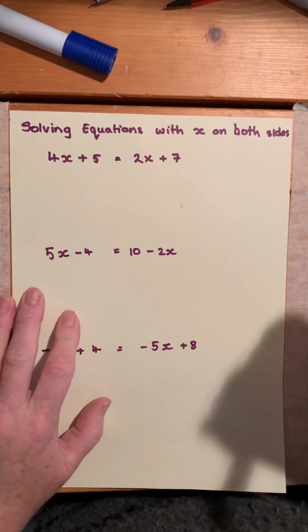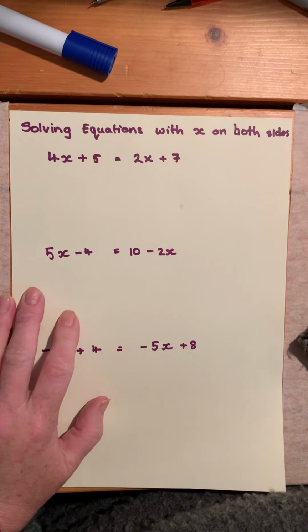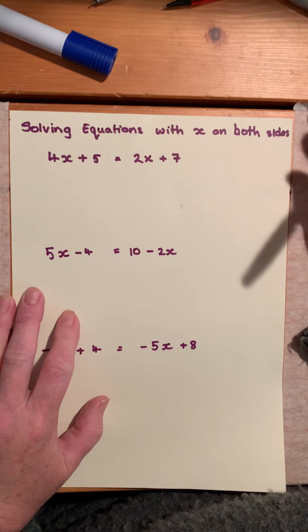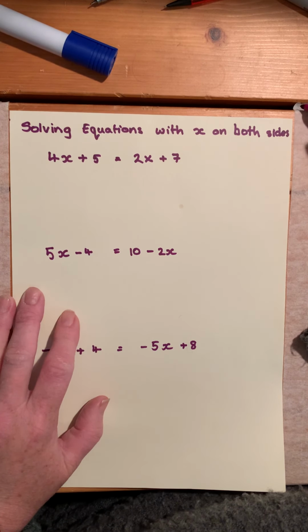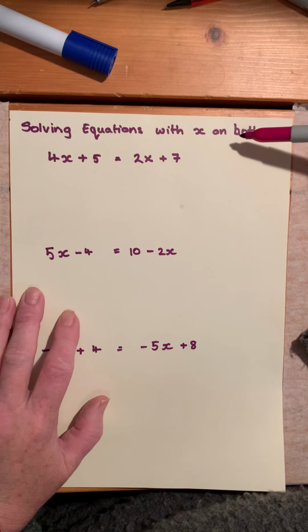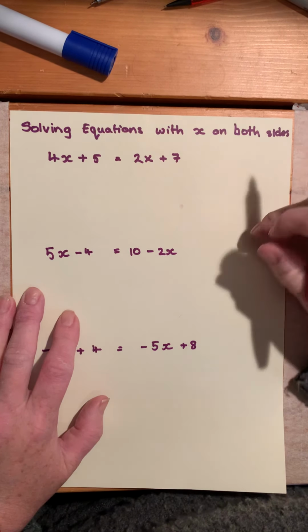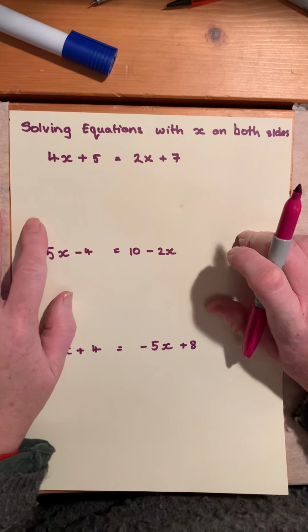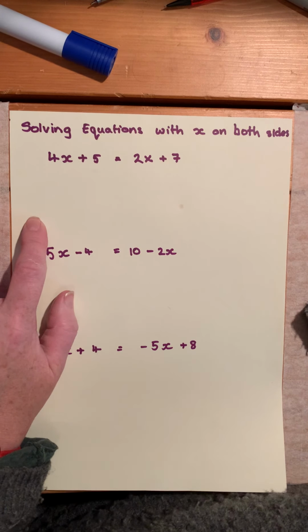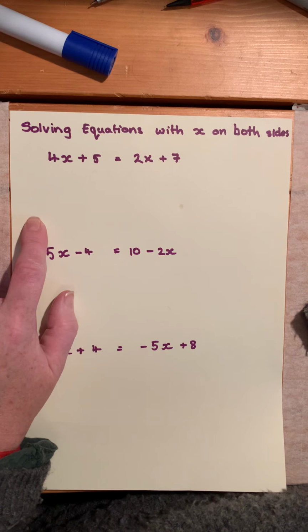Hello everyone, this is week 6 of S2 Maths, and today we are going to go back to our expressions and equations, and we're going to look at solving equations with x on both sides. So I've got 4 examples for us, and as usual you've got to watch out for negatives.